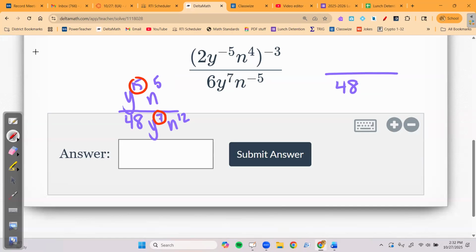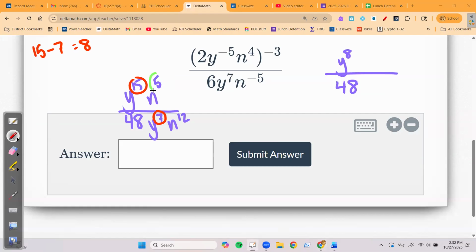What is 15 minus 7? That is positive 8. So we're going to put in y to the power of positive 8, and we're going to put it on top because positives, when we have a choice, stick them on top. And we're going to now rinse and repeat.